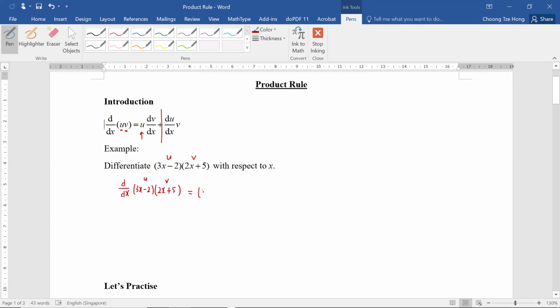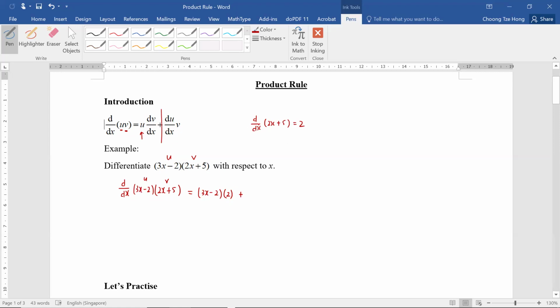So we'll leave u untouched. Then we will differentiate v. Differentiating 2x plus 5 will simply give us a 2. That's how we get the 2. The 2 comes from differentiating 2x plus 5. So leave u untouched, differentiate v, plus, now we will differentiate u.